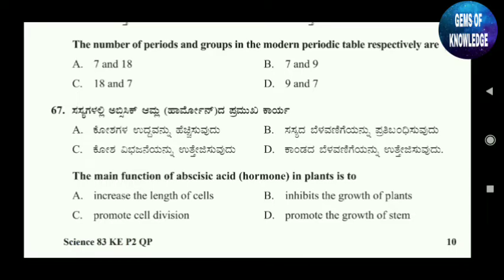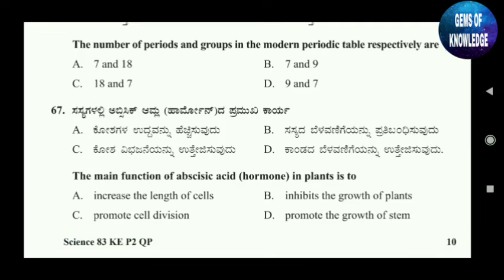Next, you can see option C, promote cell division. The promotion of cell division is done by the cytokinin hormone present in plants, and promoting the growth of stem, option D, is done by the gibberellin hormones. So here the correct option will be B: inhibits the growth of plant is done by the abscisic acid hormone.